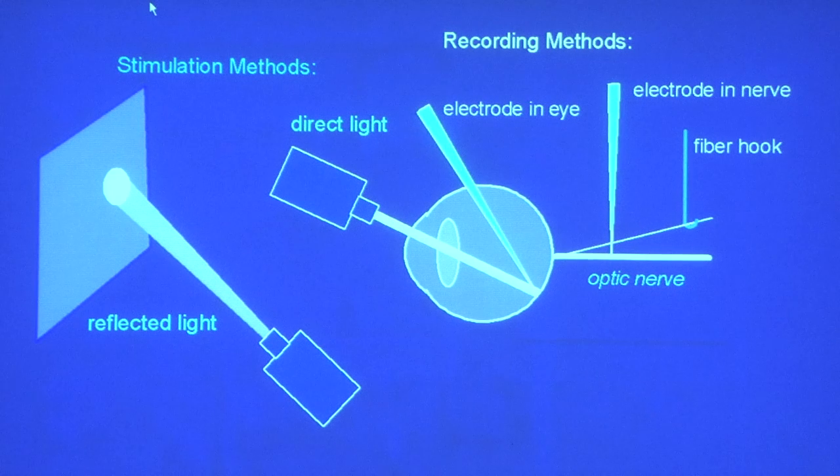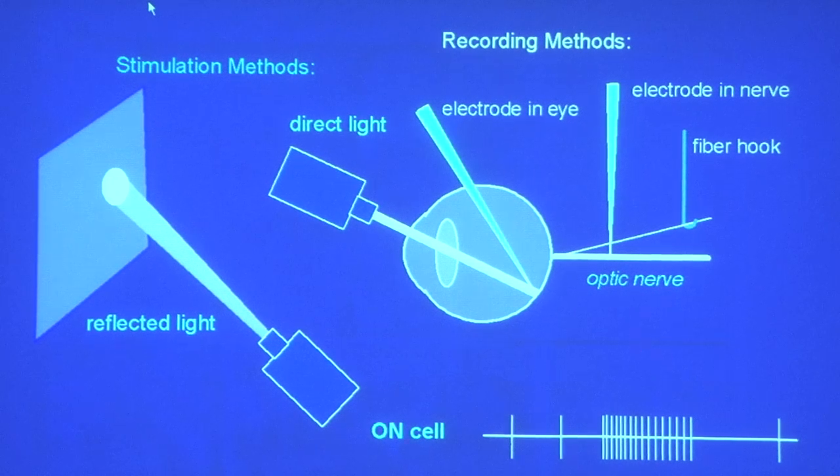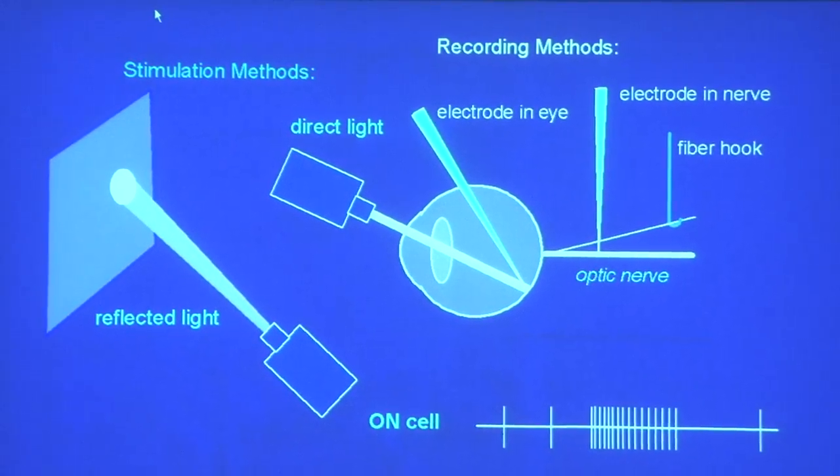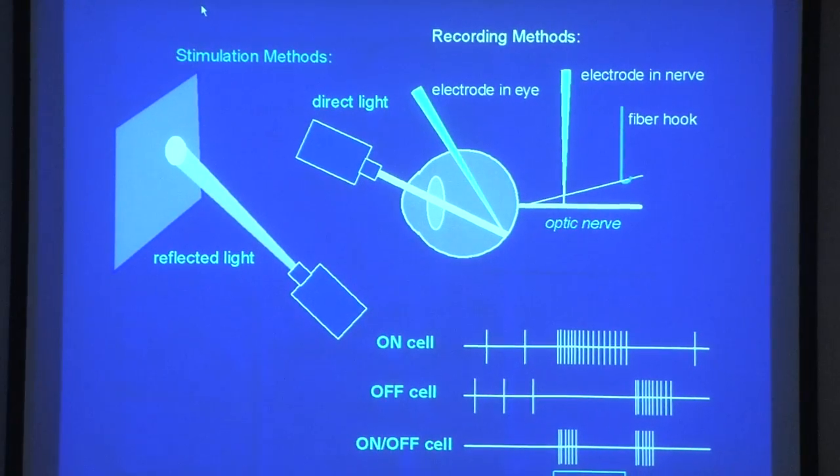All right, so when this initial work was done by Haldan Hartline, for which he received the Nobel Prize, he discovered three major classes of cells based on that recording of his, which he called, first of all, on cells, secondly, off cells, and thirdly, on-off cells.